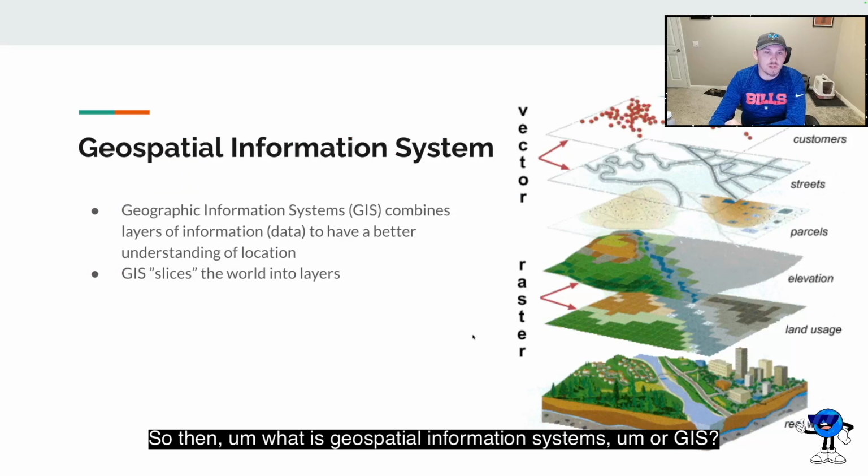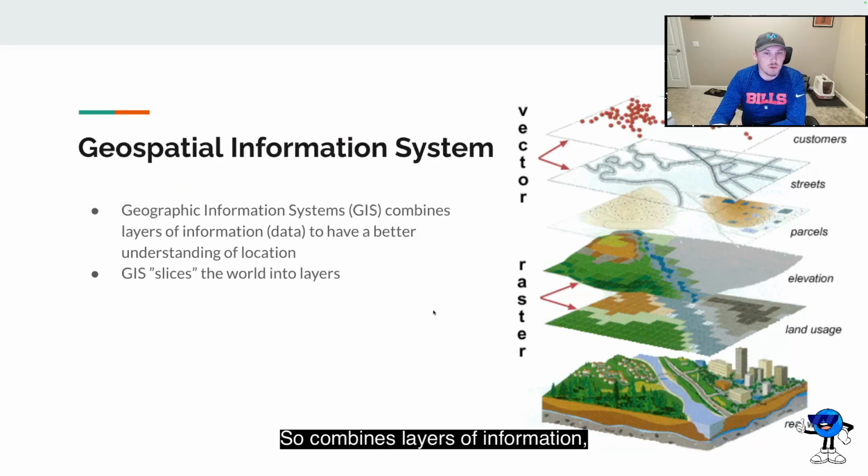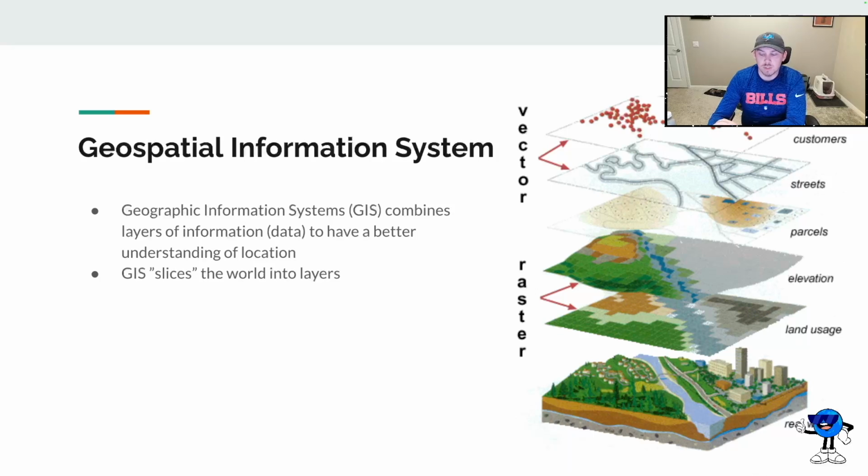So then, what is Geospatial Information Systems, or GIS? It combines layers of information, basically data, to have a better understanding of a location, and GIS slices the world into layers, as shown in the example image on the right.